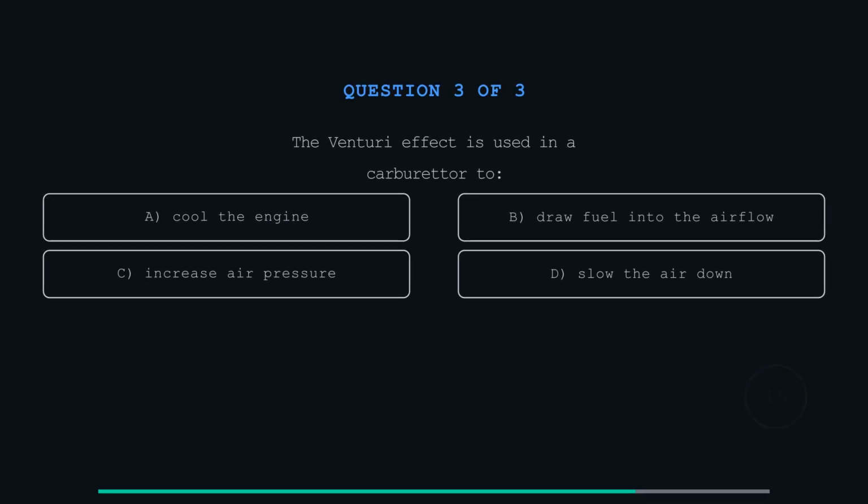Read the question and select your answer. The correct answer is B. Low throat pressure draws fuel up.